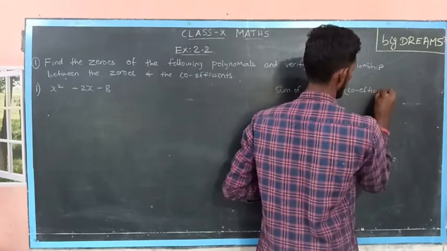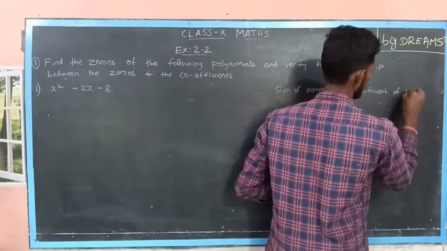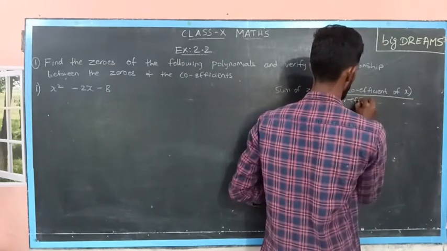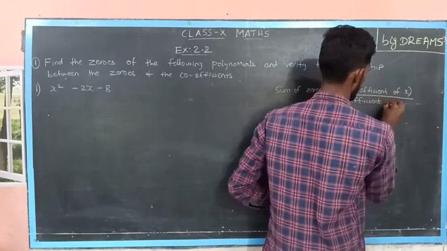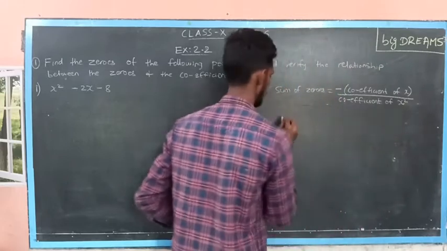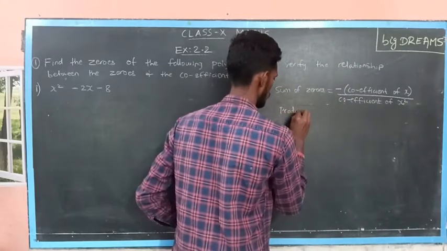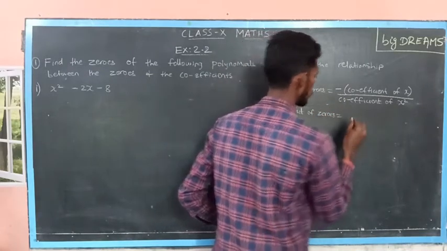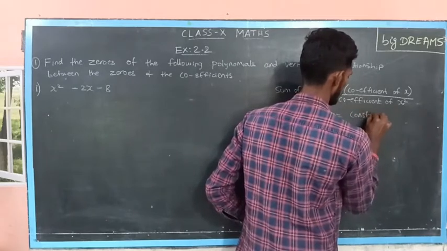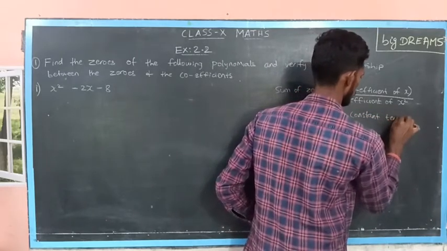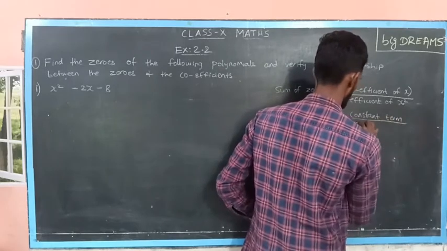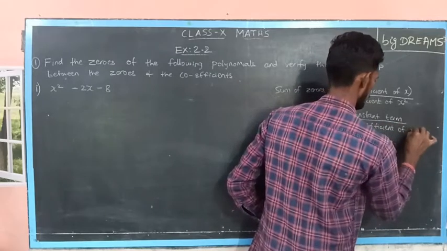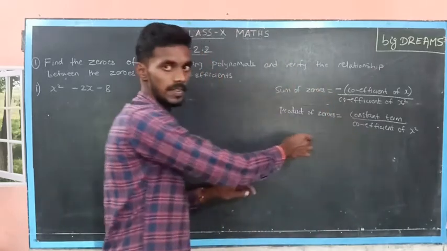coefficient of x term divided by coefficient of x square. Then the product of the zeros is equal to the constant term divided by coefficient of x square. So these are the relations we have to prove.